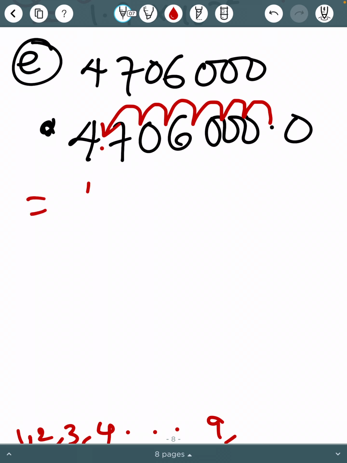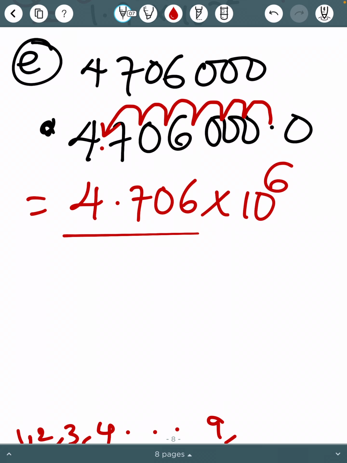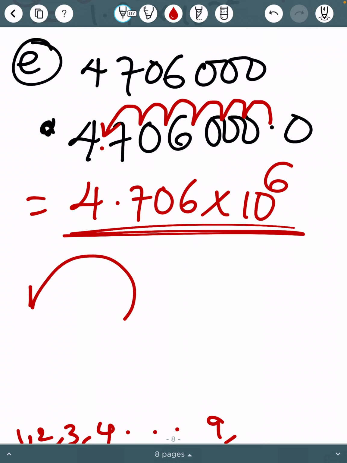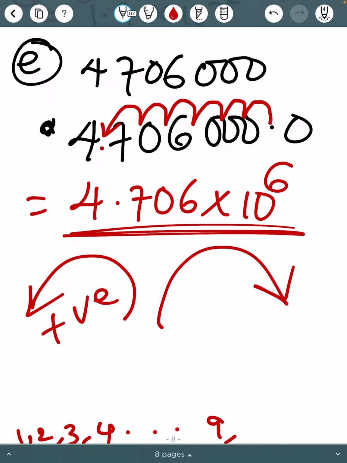So my answer now here will be 4.706 times 10 raised to the power. How many times did I move the decimal backwards? 1, 2, 3, 4, 5, 6, times 10 raised to the power 6. Because we said backward is positive. If you move your decimal forward, the index on 10 should be negative. Let's go to question F.